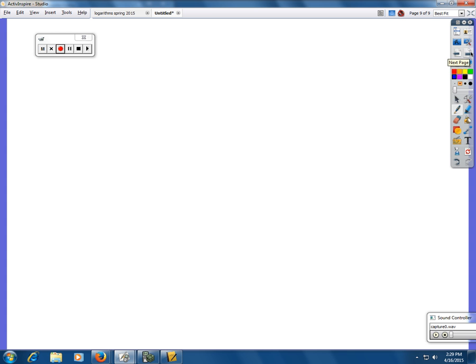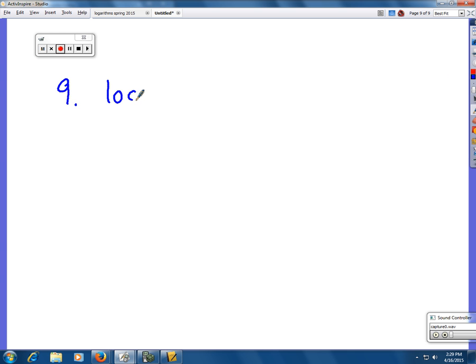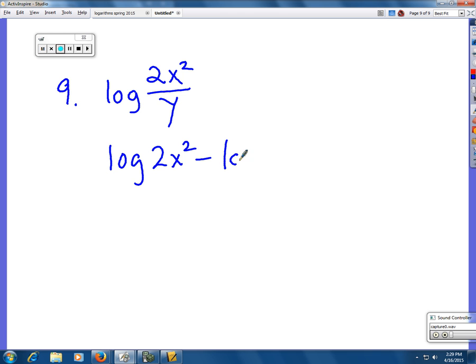Okay, number 9. Expand log. And since there's no base, it's base 10. You don't have to worry about writing it. So I use the quotient property first. So log 2x squared minus log of y.